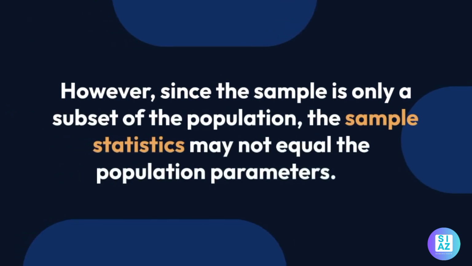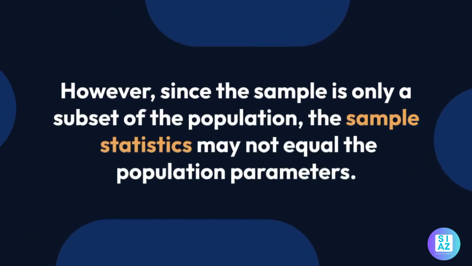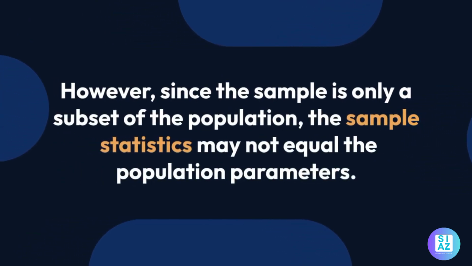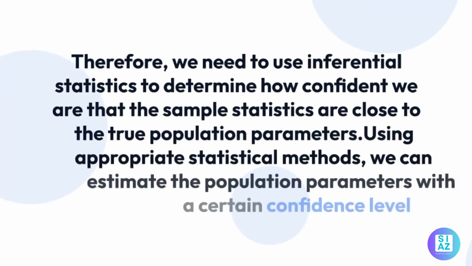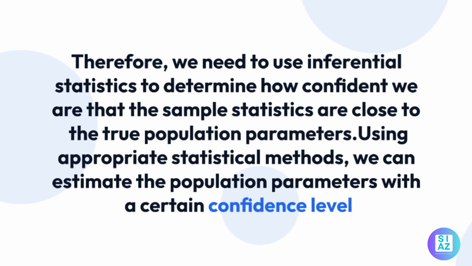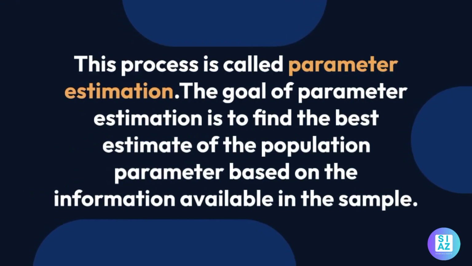However, since the sample is only a subset of the population, the sample statistics may not be exactly equal to the population parameters. Therefore, we need to use inferential statistics to determine how confident we are that the sample statistics are close to the true population parameters. By using appropriate statistical methods, we can estimate the population parameters with a certain level of confidence. This process is called parameter estimation.